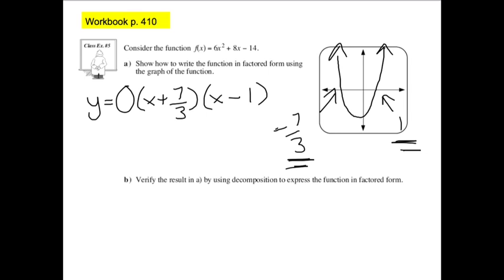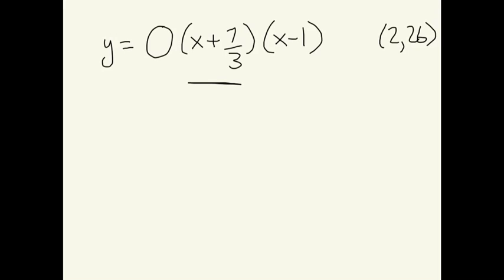So in that case, what you can do is find another random point. So for example, if you graph this on this calculator, you can grab a point, say something like 2 and 26. That's going to help you find your a. So first off, we got to get rid of that fraction. Let's do that by multiplying this bracket by the denominator.